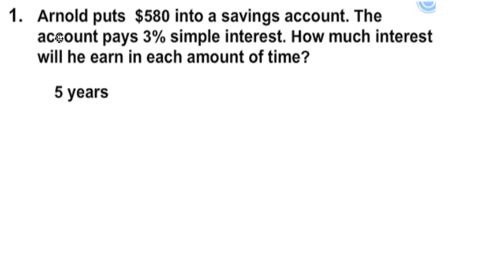Arnold puts $580 into a savings account. The account pays 3% simple interest. How much interest will he earn in each amount of time? So they're going to ask you, how much will he earn in 5 years? So first thing we're going to do is write down our formula. Our formula is I equals PRT.